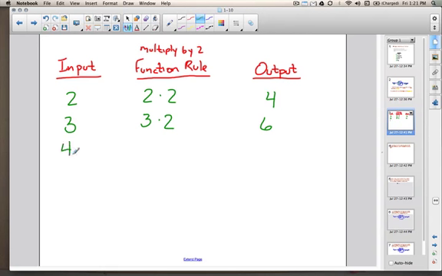One last example. If I put in a 4 and I apply the function rule, that means multiply the 4 times 2, I'm going to get an 8 out. So you put in a 4, you get out an 8. The inputs are usually known as the domain, and the outputs are known as the range. So inputs are domains, outputs are range.